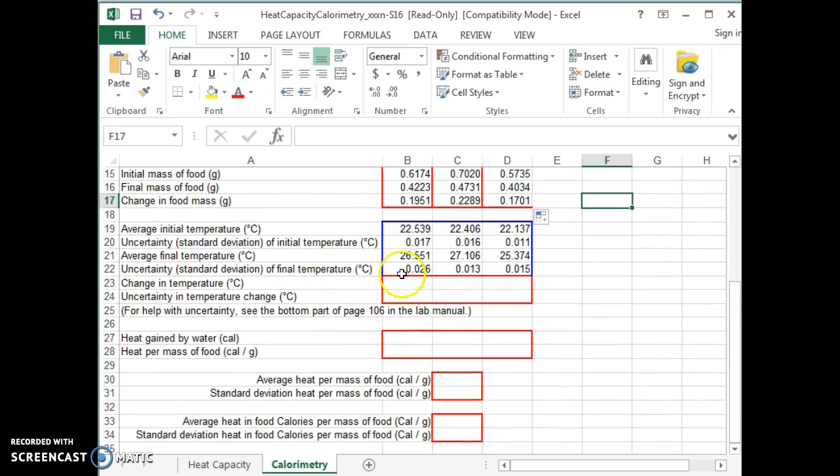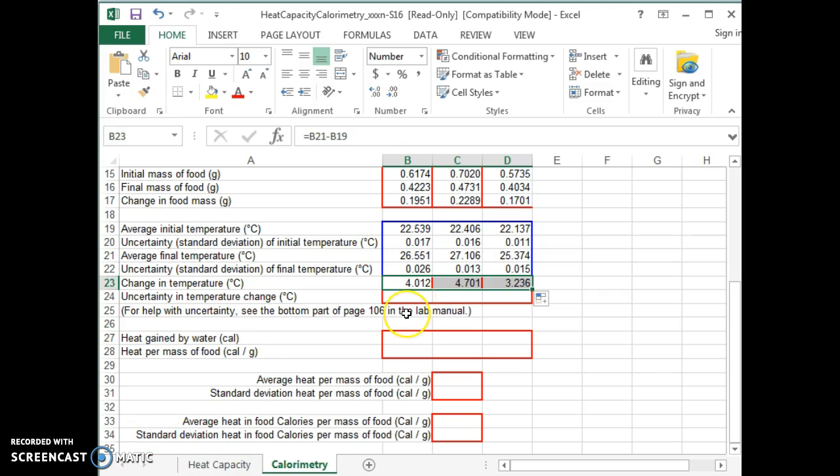We're going to do the temperature. So my change in temperature is just your final minus your initial. So equals B21 minus B19. Hit enter. Click and drag. And then uncertainty in temperature change.